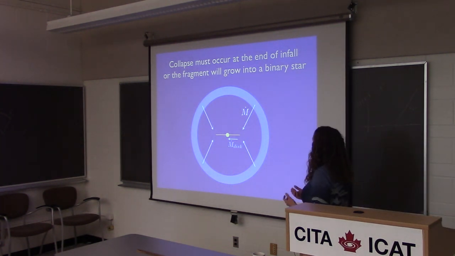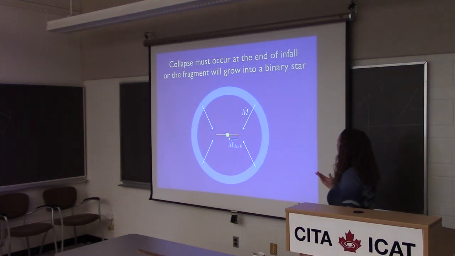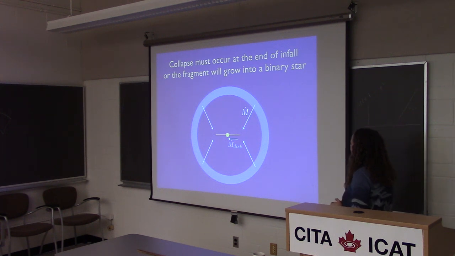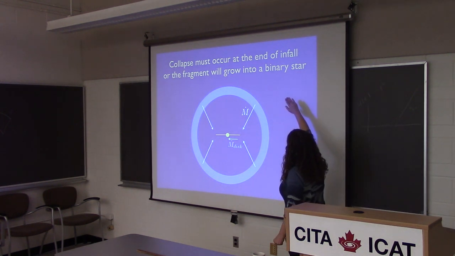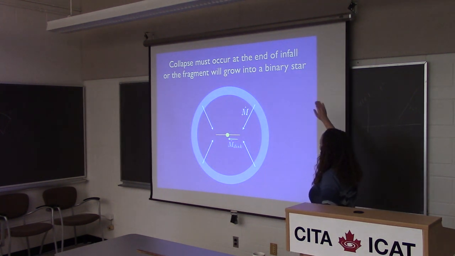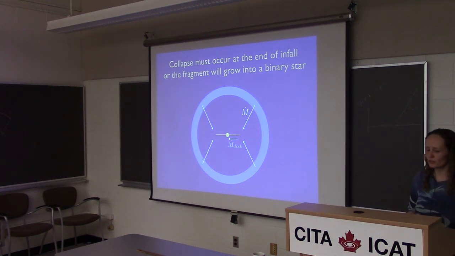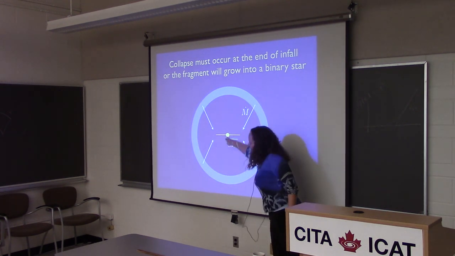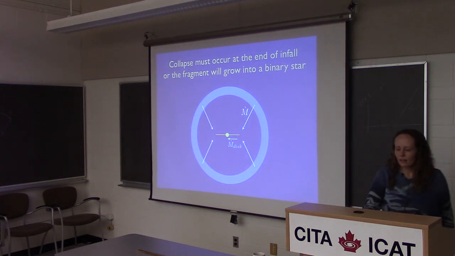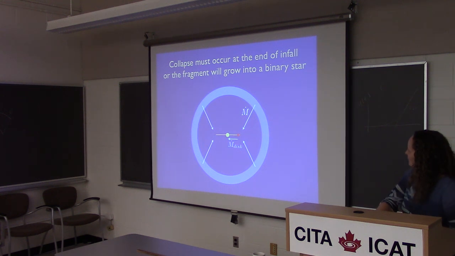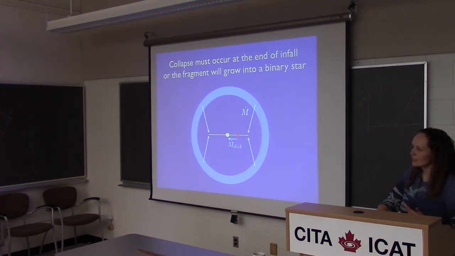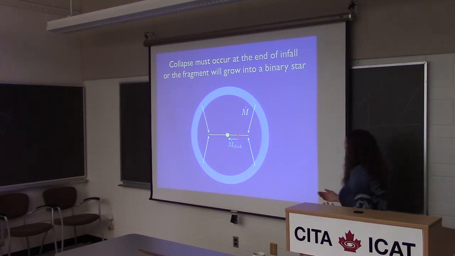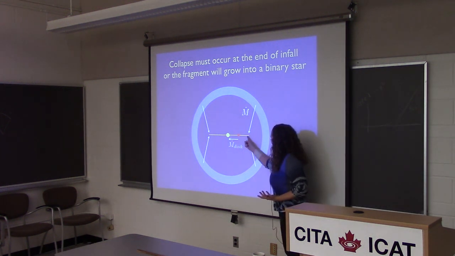What about not growing? Well, that could happen too, but you have to tell a very specific story. And the idea that we presented here is that collapse has to occur at the end of infall, or the fragment will grow to a binary star. So the idea here is you're putting material onto your disk. It's accreting onto the star. If it collapses and forms a fragment, and then infall continues, the disk will grow at distances larger than the planet. So what's this material going to do?